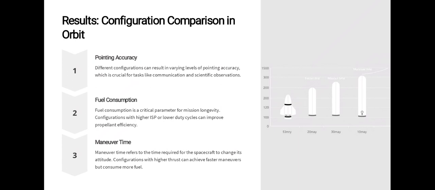Configurations with higher Isp or lower duty cycles can improve propellant efficiency. Maneuver time. Maneuver time refers to the time required for the spacecraft to change its attitude. Configurations with higher thrust can achieve faster maneuvers but consume more fuel.